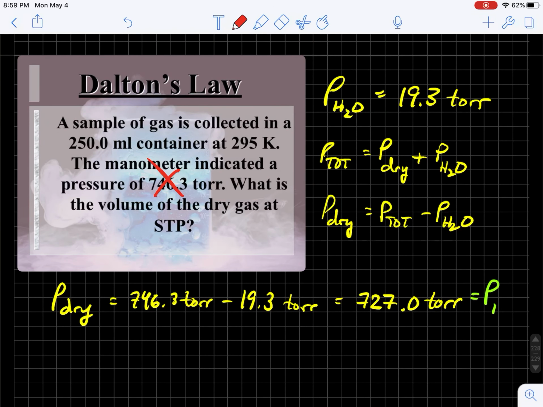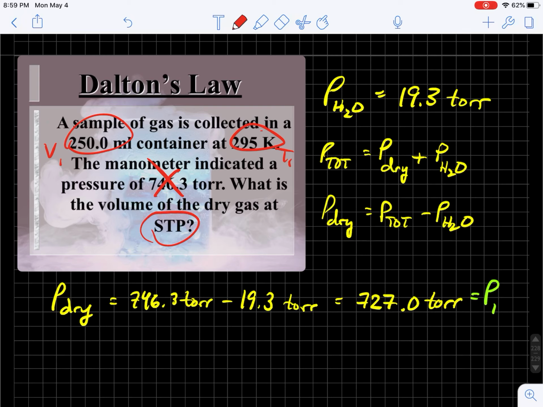So we're not dealing with this pressure. I mean, we need the 746.3, but that's not the pressure of our dry gas. That's the pressure of the dry gas contaminated with the evaporated water. So we subtract out the water vapor pressure, and we're really starting with a pressure of 727 torr. So that gives us a P1. We already have a V1.